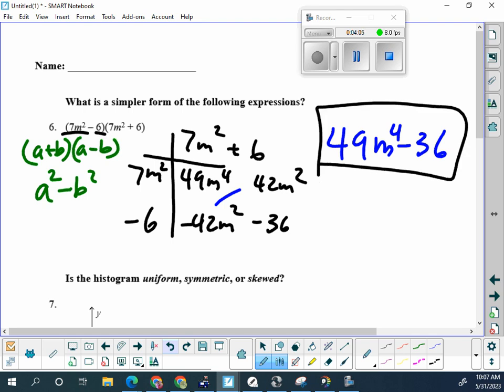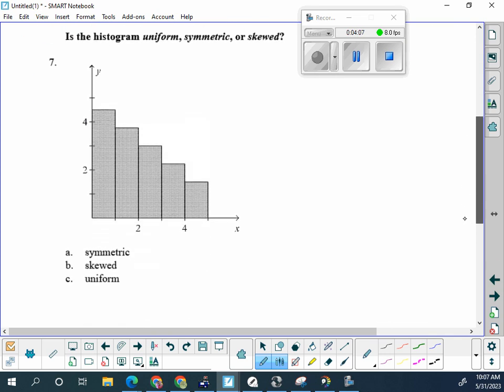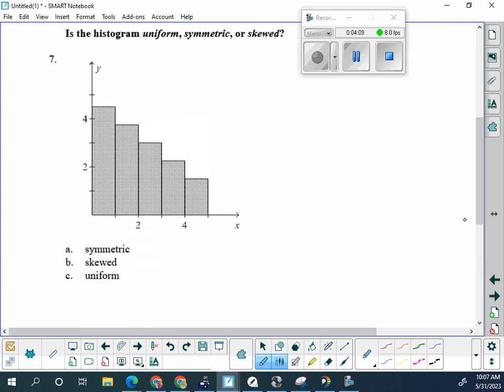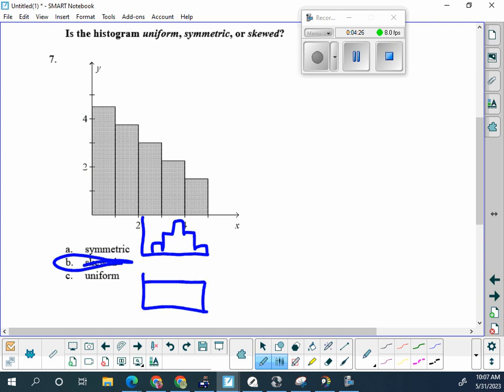Okay, next question, number 7. Pretty simple. It's skewed. Symmetric would be perfectly symmetrical. Or not perfectly, but it would look something like this. Symmetrical and uniform would just be a straight bar across, and all the bars are the same height. So skewed, pretty good on that one. Number 8. Question number 8.